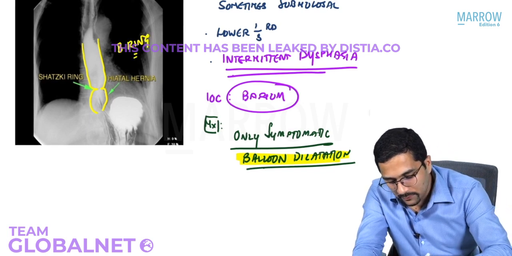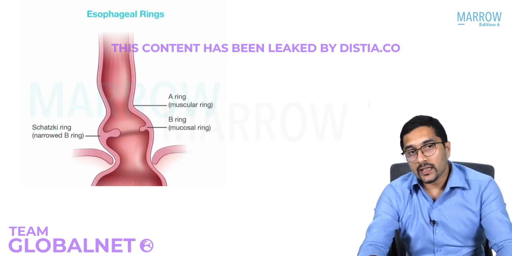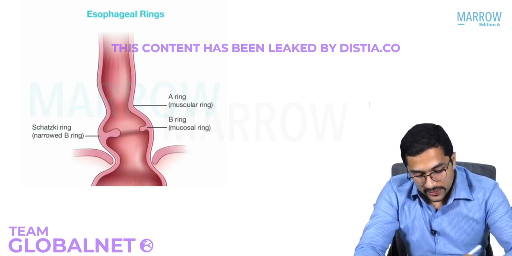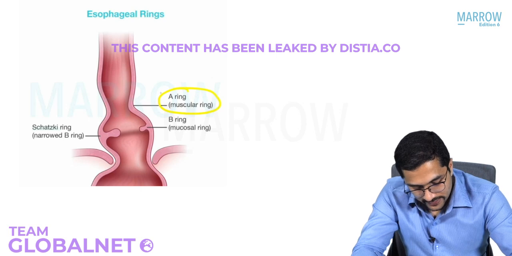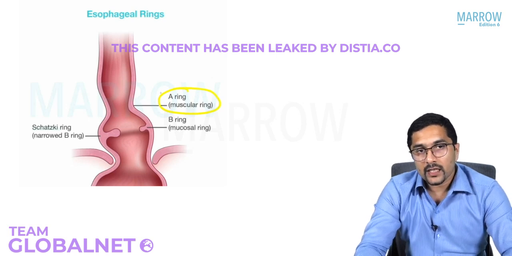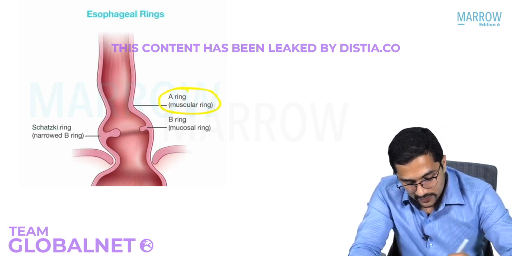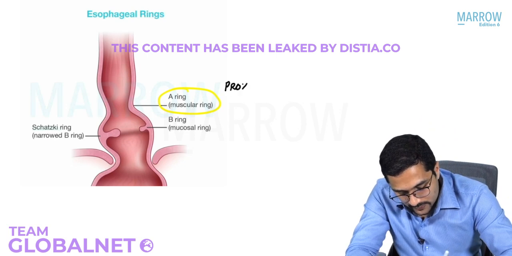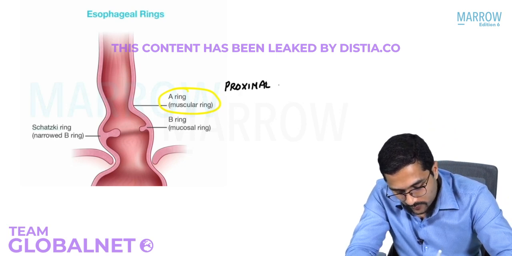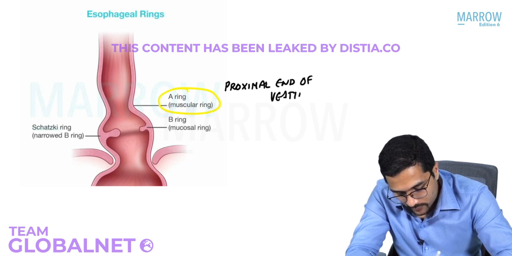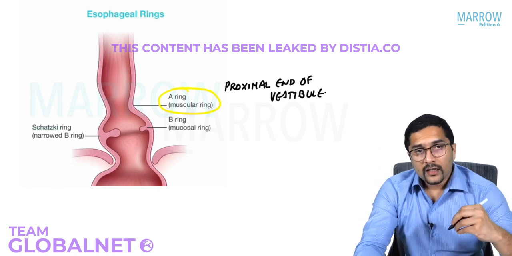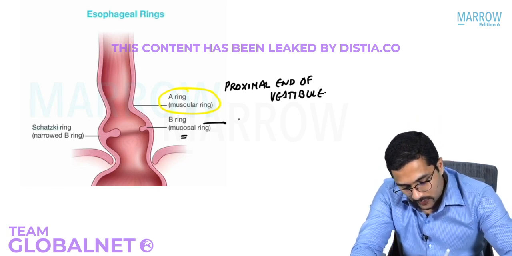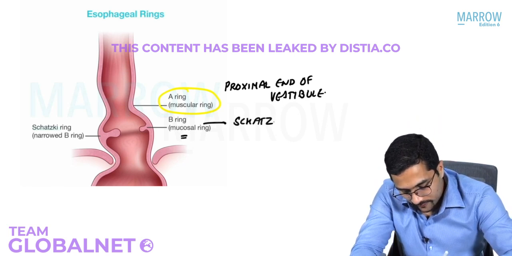Now, what are these ABC rings which we can see in the esophagus? You should know this. This is the A ring. The A ring is the muscular ring, and this is the proximal end of the vestibule. The B ring is a mucosal ring, also known as a Schatzki's ring.